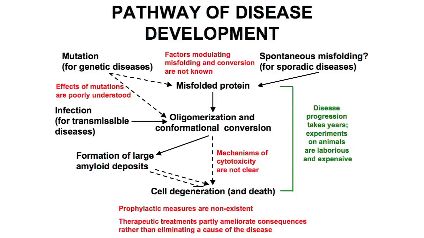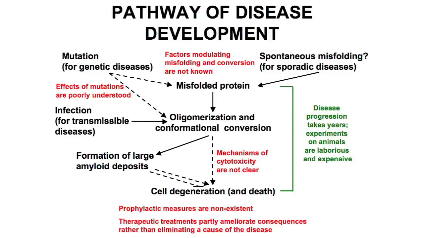So now, for all of those diseases, the pathway of disease begins from a misfolded protein. Then it undergoes oligomerization, conformational conversion, forms the large amyloid deposits, and eventually it all leads to cell degeneration and death. Many of the diseases I mentioned cause degeneration of neurons. So because of that, it is a brain degeneration, which eventually causes the death of the organism.